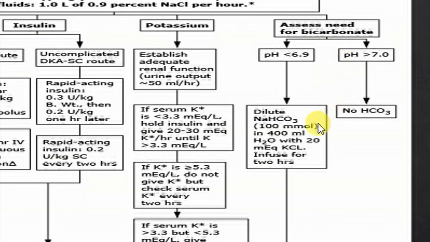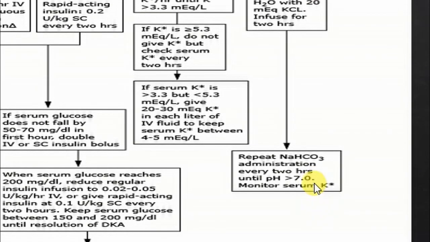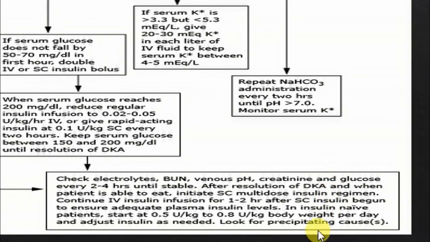Later, after 2 hours, we have to repeat the sodium bicarbonate administration every 2 hours until the pH is more than 7. Then we have to monitor potassium value as well, because it will eventually cause hypokalemia. After everything is done, we have to check the electrolytes, blood urea nitrogen, venous pH, creatinine and glucose every 2 to 4 hours until stable.